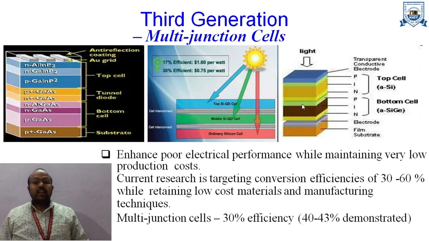This is the third generation type, the multi junction cells. They enhance poor electrical performance while maintaining very low production cost. Current researchers are targeting efficiency around 30 to 60%. In multi junction we get 30% efficiency, and if we run under no loading condition for demonstration purposes, we can gain efficiency of around 40 to 43%.